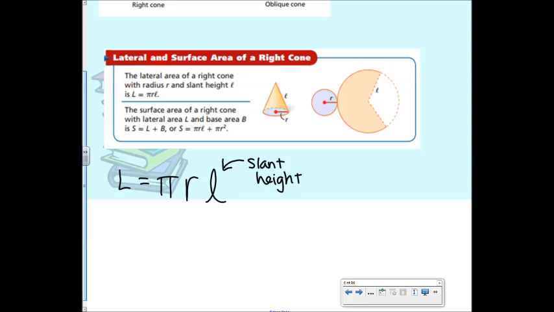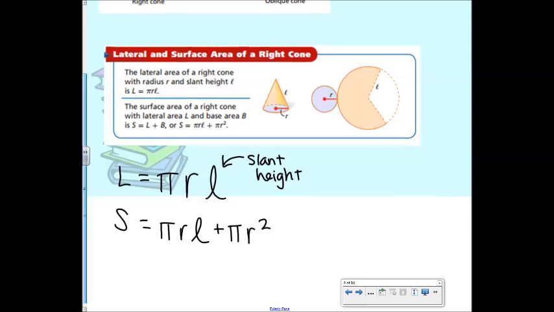Okay, so then what would be the surface area? You would do this plus what? The surface area includes the lateral area plus the area of the base. How do you find the area of a circle? Pi r squared. Alright, so you just add pi r squared. How come there's only one of them, whereas in a cylinder we did 2 pi r squared? Because a cylinder has two bases, a top and a bottom, whereas a cone only has the one base. Okay?